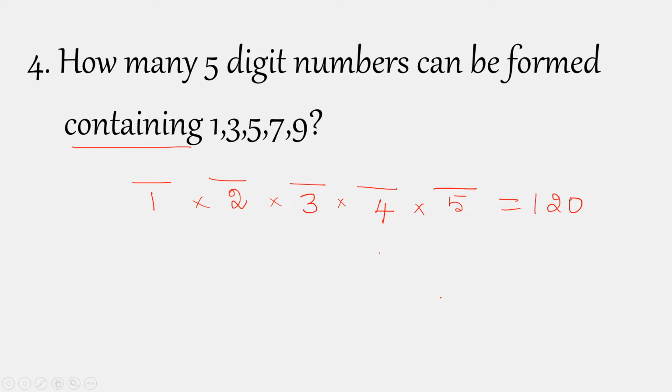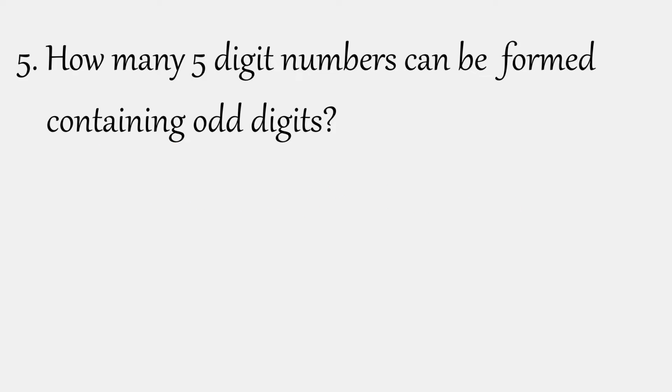I hope you understood. Here containing, always containing need not give the same meaning. But here in this problem, according to the given situation, you should understand the question properly. And now, how many 5-digit numbers can be formed containing odd digits? I hope all of you would have done well here. What are the odd digits now? 1, 3, 5, 7, 9.